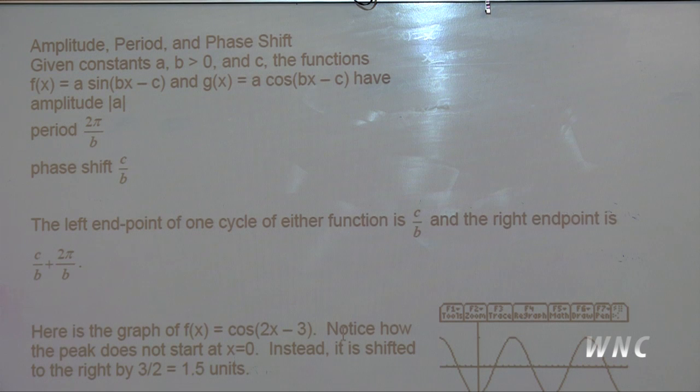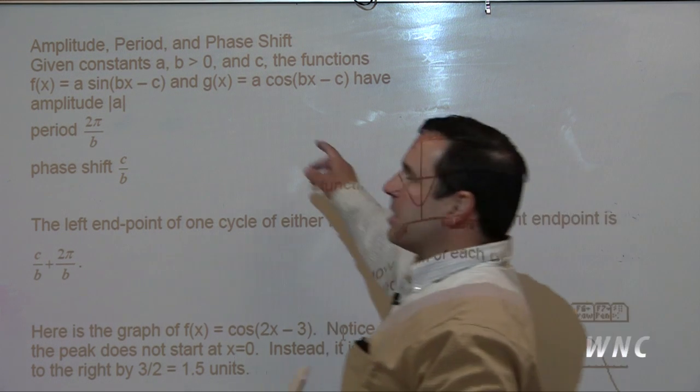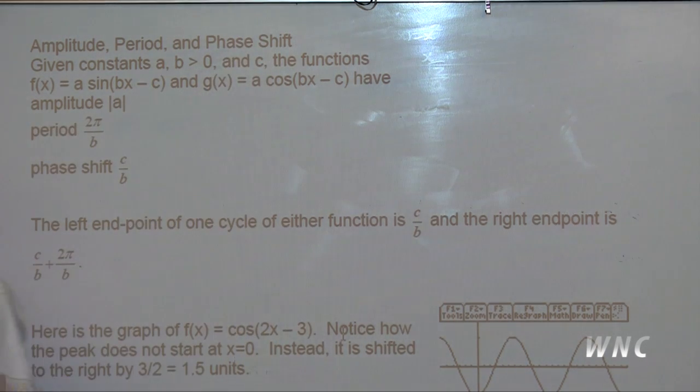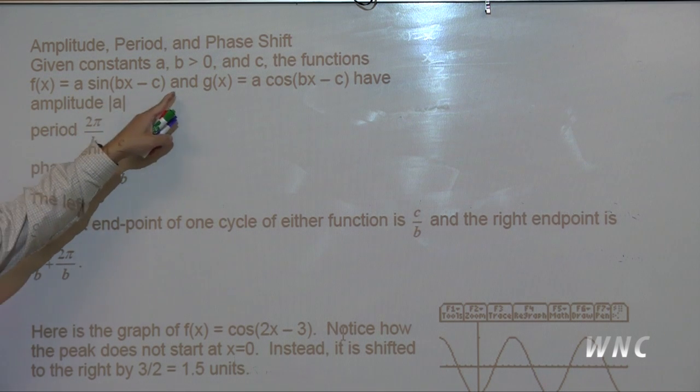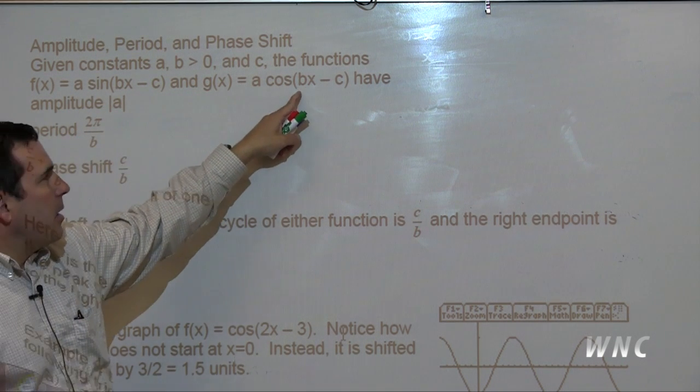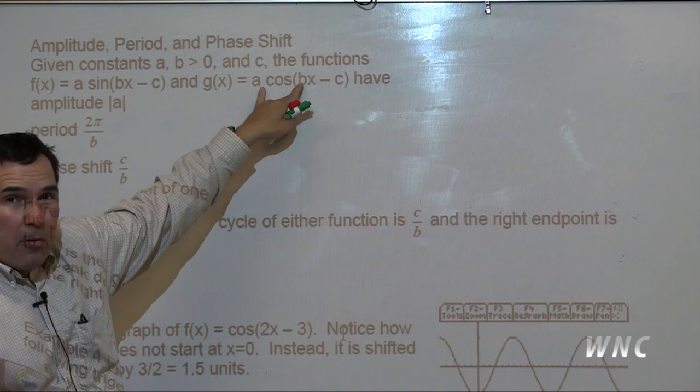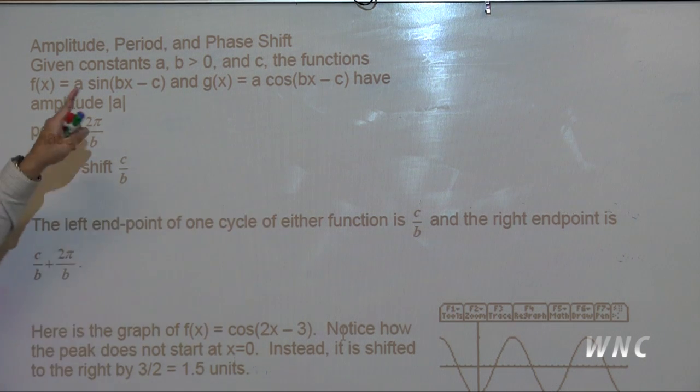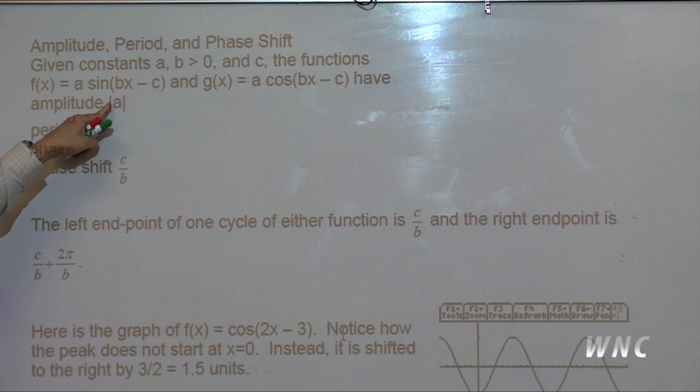So let's talk about putting these things together. Amplitude, period, and phase shift. This is a concept we haven't talked about yet. Given constants a and b that are positive and c, not necessarily positive, the functions f of x equals a sine bx minus c and g of x equals a cosine bx minus c. We've seen the a and the b before, but not the c. Have amplitude, absolute value of a. We're cool with that.